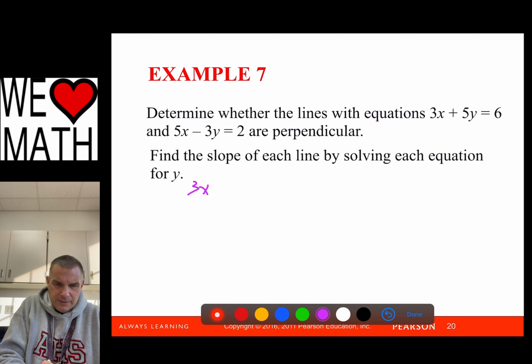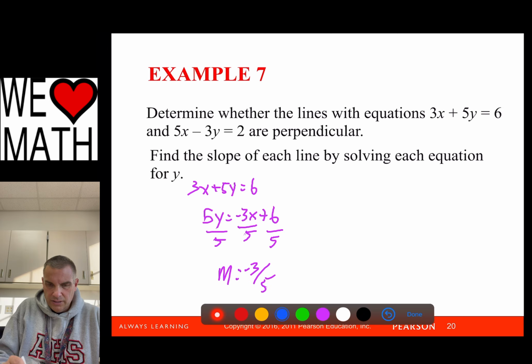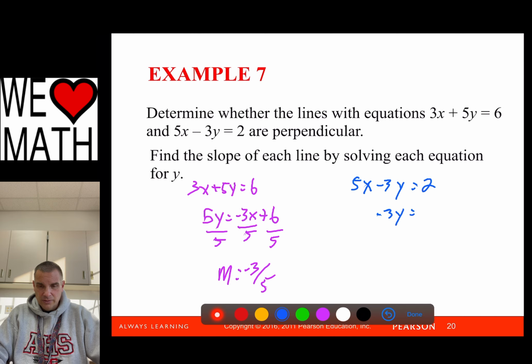So this is 3x plus 5y equals 6. We're going to find the slope of this. So subtract 3x. So 5y equals -3x plus 6. Divide by 5. So the slope of this one is -3/5. The second one, 5x minus 3y equals 2. I'm solving for y. So -3y equals -5x plus 2. Divide by -3. So my slope of this one is 5/3.